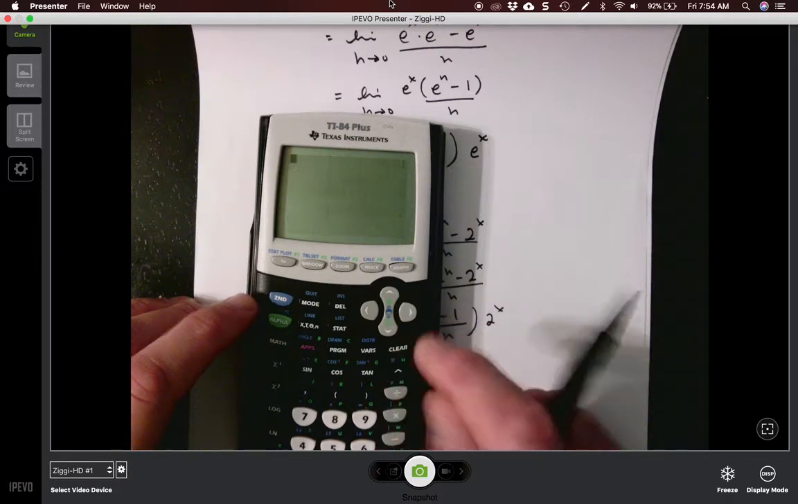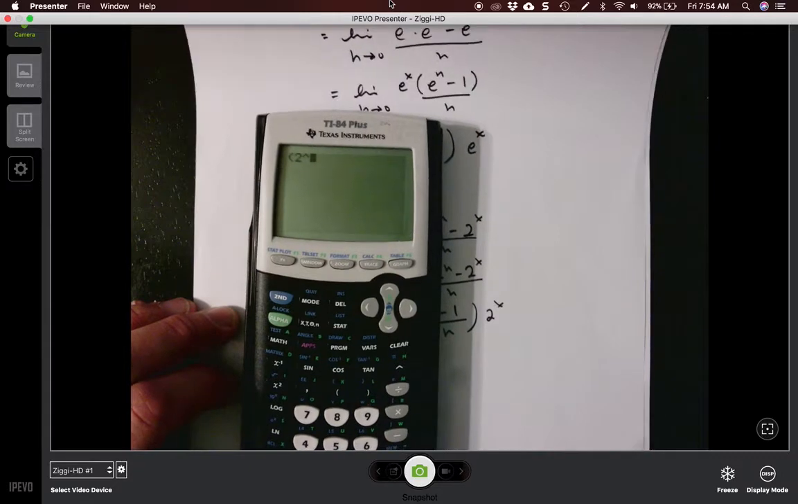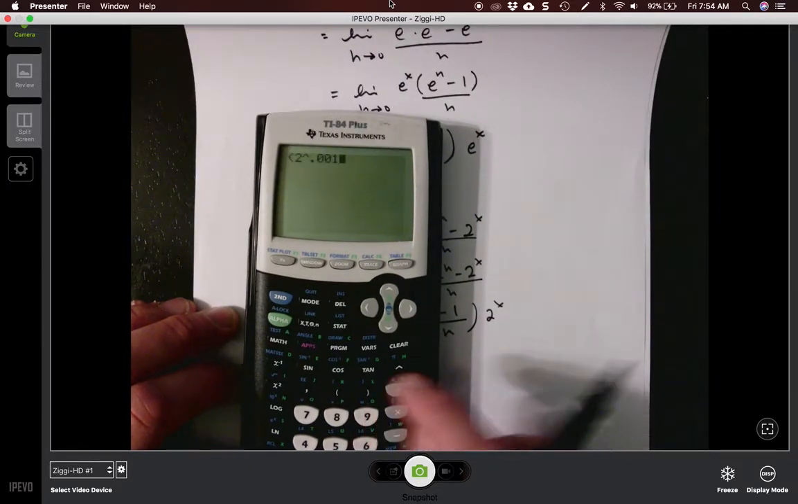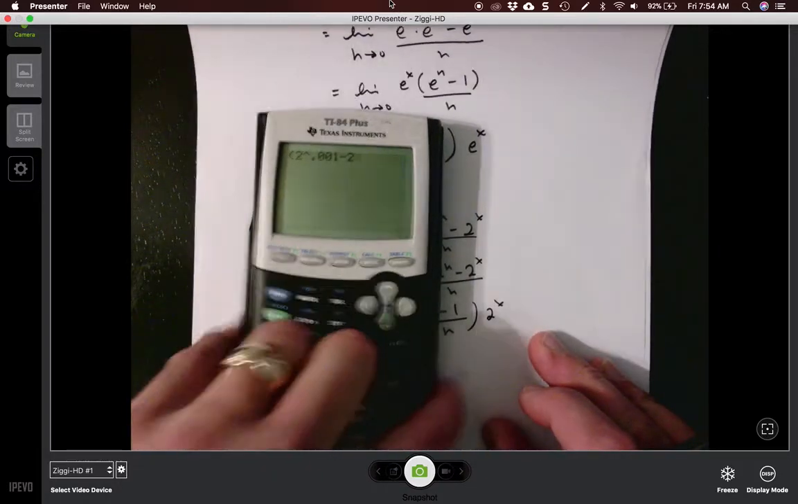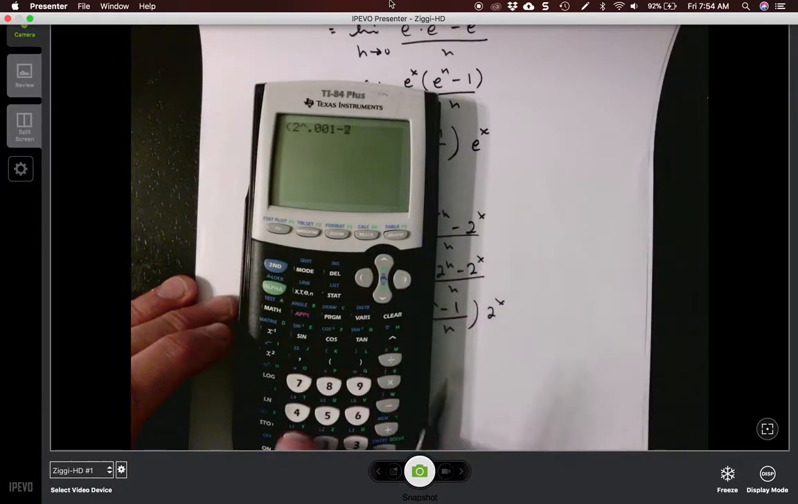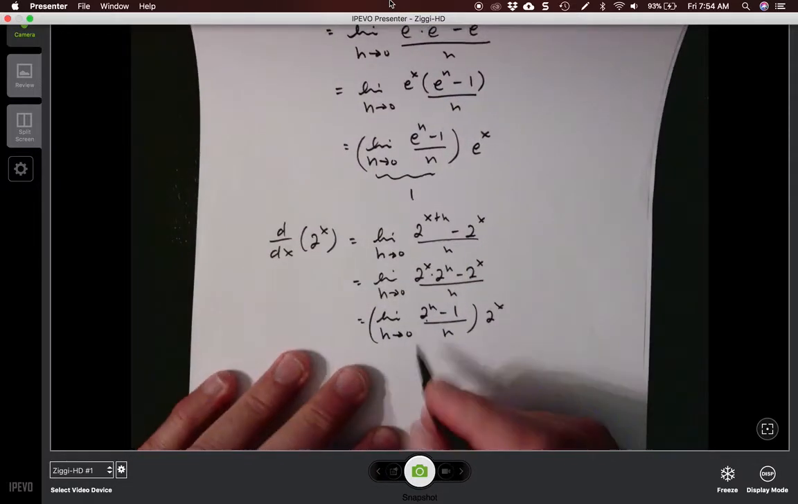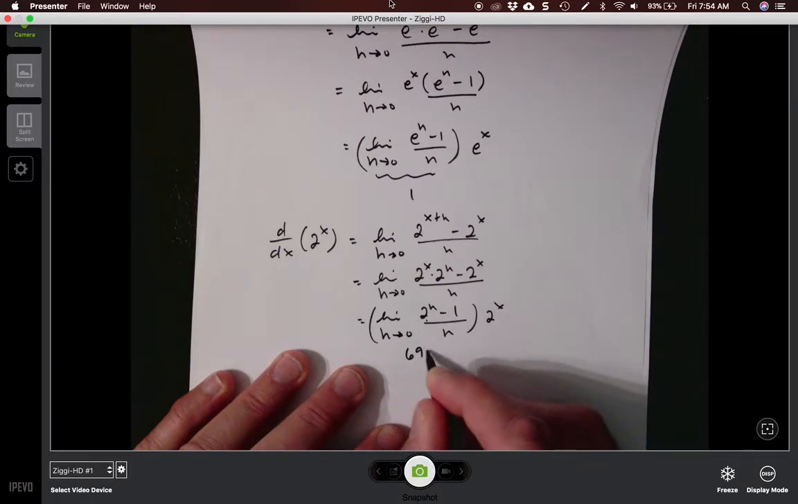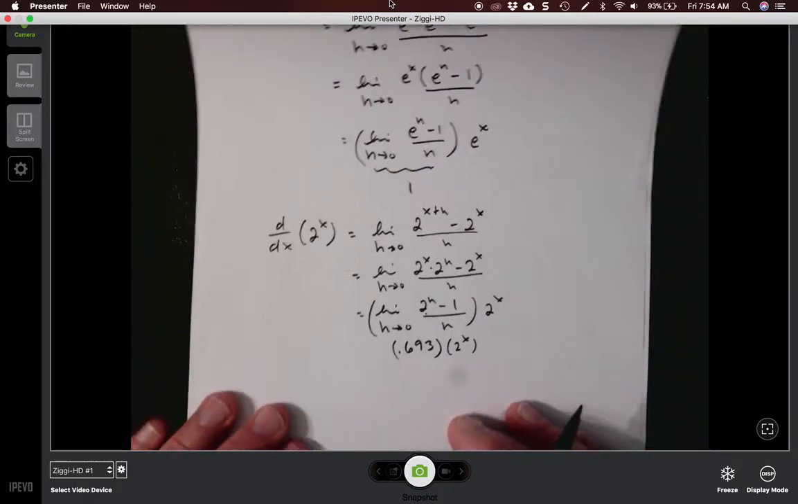Let me clear that. So 2 raised to a small value for h, let's say 0.001, minus 1, and then divided by 0.001. It looks like that number is going to be pretty close to about 0.693. So we get 0.693 times 2 to the x power. It looks like that's the derivative of 2 to the x.